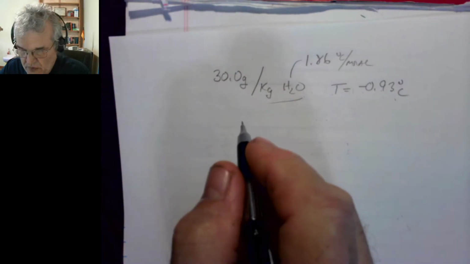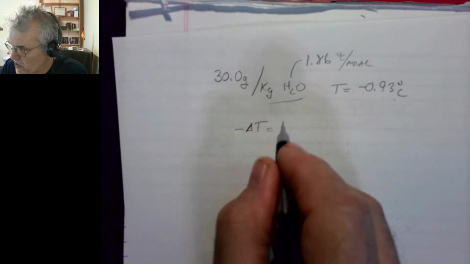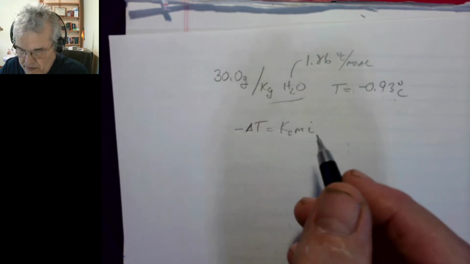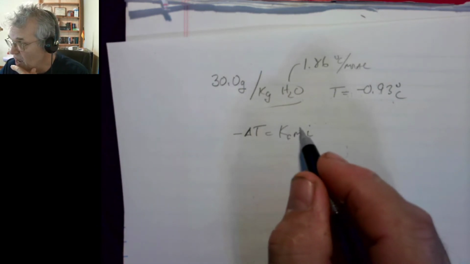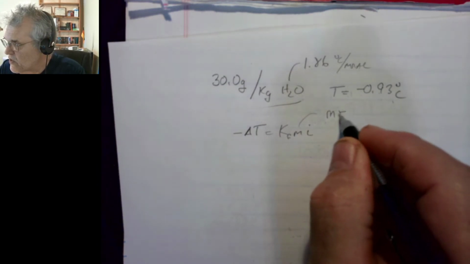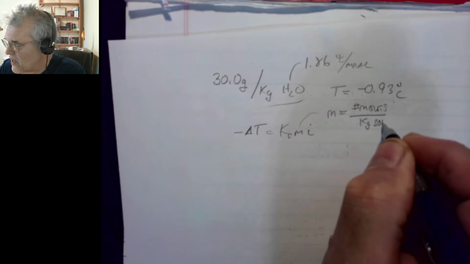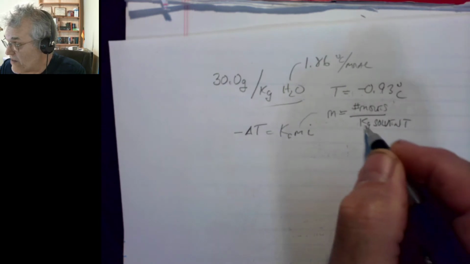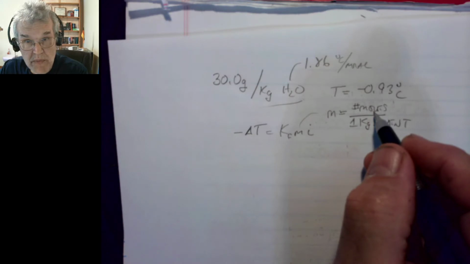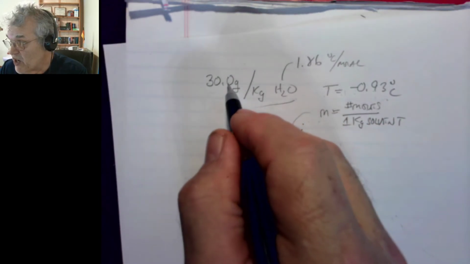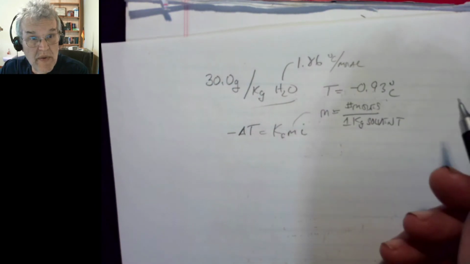All right, so that tells us that negative delta T is going to be equal to Kf times m. We don't know what m is, but that's what we're going to solve for. Because if we can solve for m, remember, what's the definition of m? m is equal to the number of moles per kilogram of solvent. Well, we have 1 kilogram of solvent, right? So that means molality is going to be equal to the number of moles that must have been put into our substance. We have the grams of substance that went in. If we can figure out the number of moles of substance, then we've got molar mass, right?